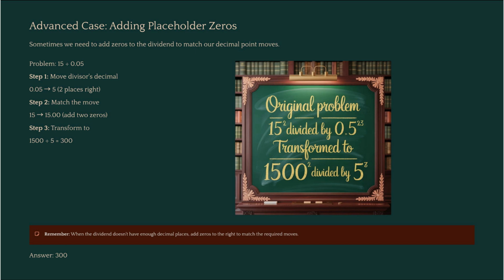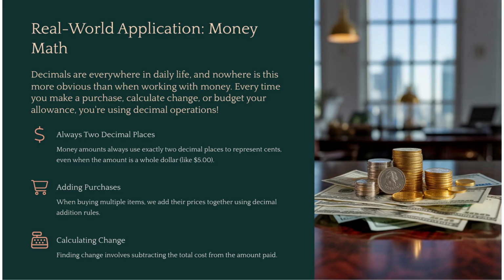Sometimes you need to add zeros to the dividend to match the shifts, as in example 7, 15 divided by 0.05. We move the decimal in 0.05 two places to the right to get 5. The dividend, 15, has an implied decimal point after the 5, so we must add 2 zeros. 15 equals 15.0. The problem is now 1500 divided by 5. The answer is 300.